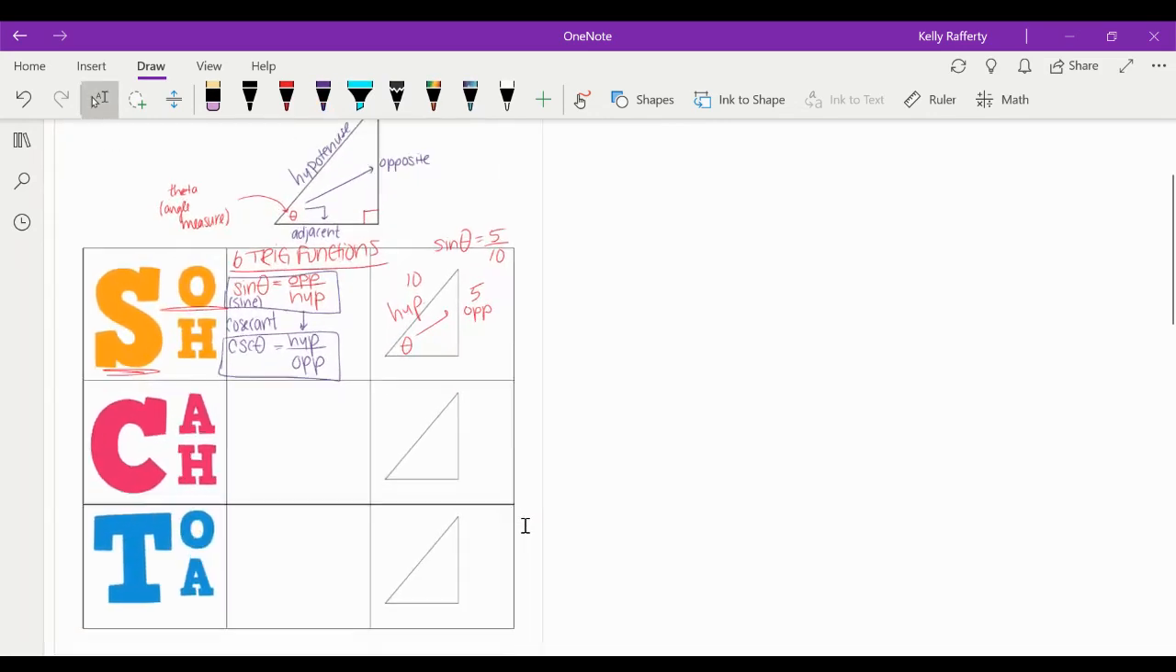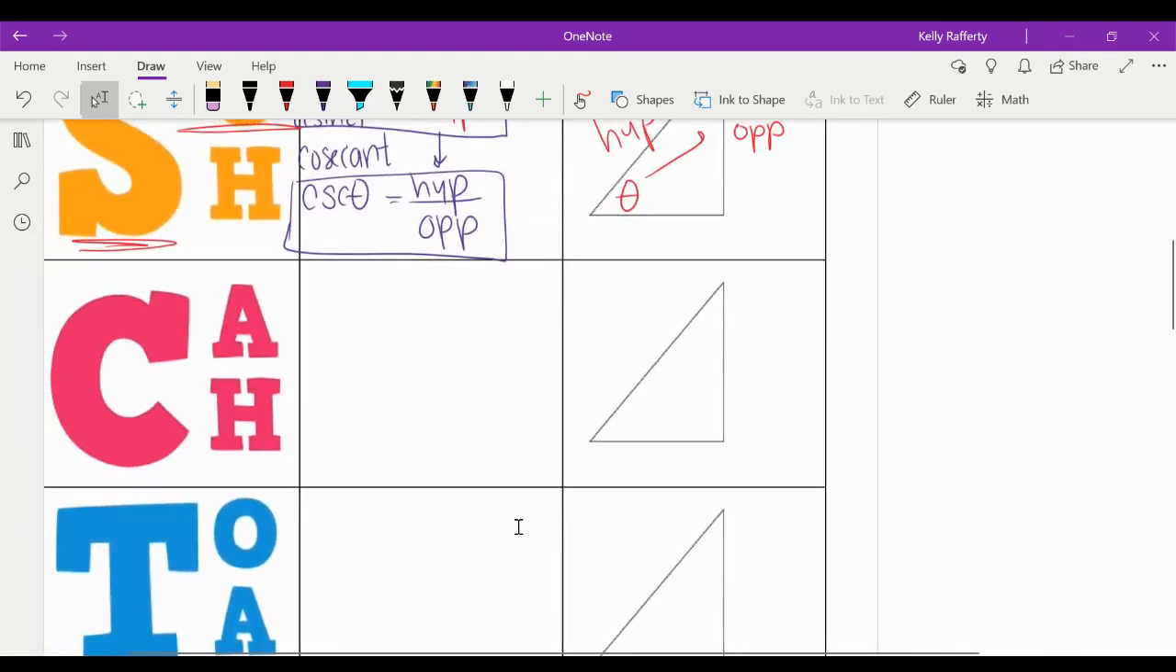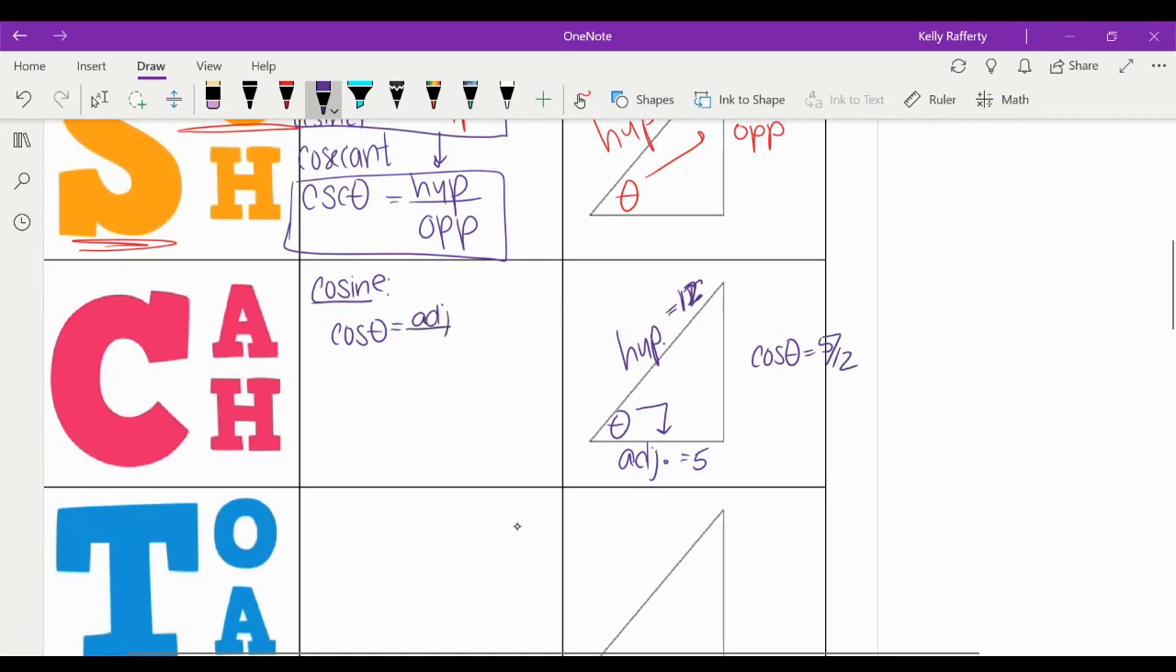Remember, you can pause this, fast forward, whatever you need to do. I'm going to write out the rest of them now. The next one is our cosine, and we abbreviate that COS. Cosine of theta is the adjacent side over the hypotenuse. In this triangle, let's say the adjacent side is 5 and the hypotenuse is 12. Then our cosine would be 5/12. Like I said, that's our adjacent over hypotenuse.